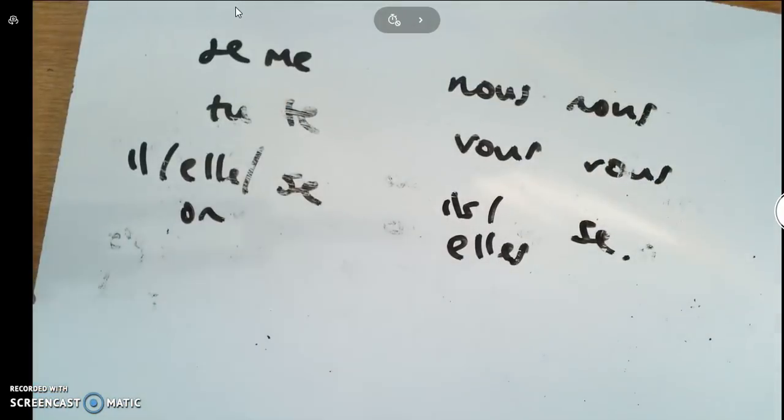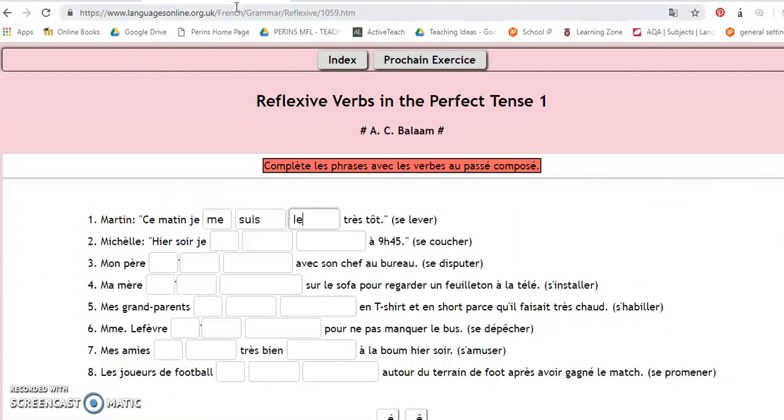So in my answer here, I'm going to write down the word levé. Now I need to check as well, because remember, être verbs, perfect tense, need to agree with the pronoun that they are describing. I'll show you another example of that in a moment. So Martin, je me suis levé très tôt.